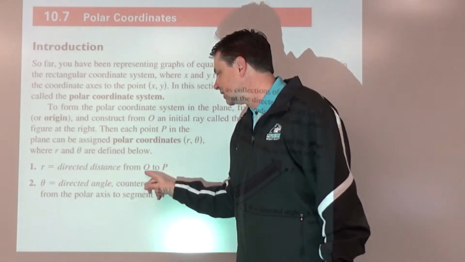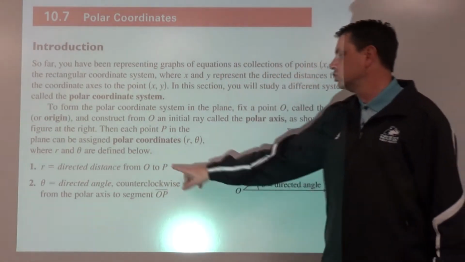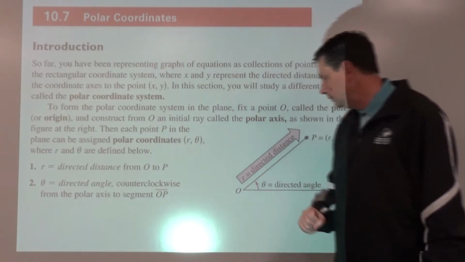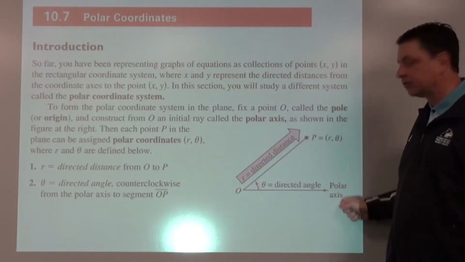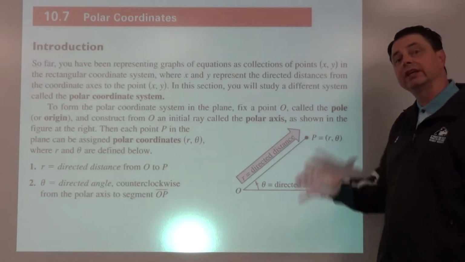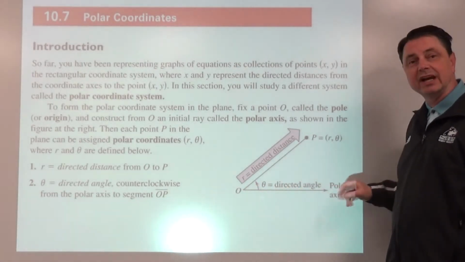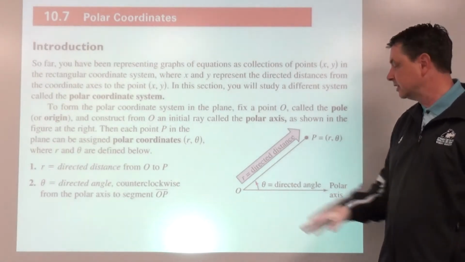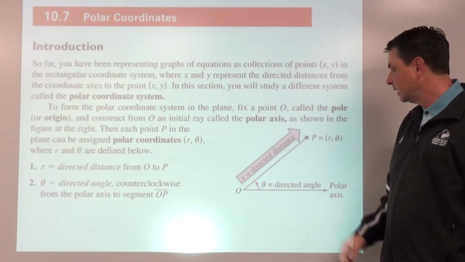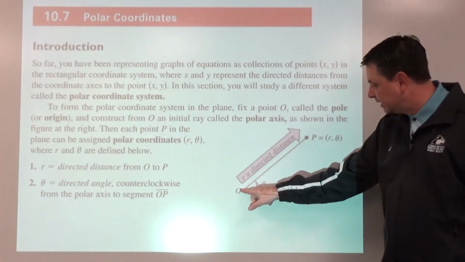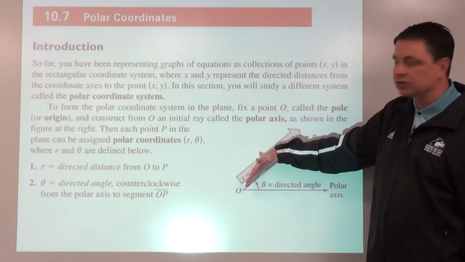So r is the directed distance from O, the origin, to our point P. We're going to reference everything in terms of the polar axis. If you think in terms of trigonometry, that would be like the positive side of the x-axis, our initial side for our trig angles. And r would be the distance from there to there, and theta is that directed angle.